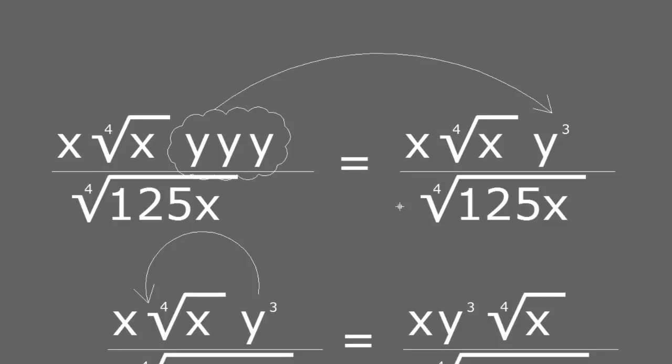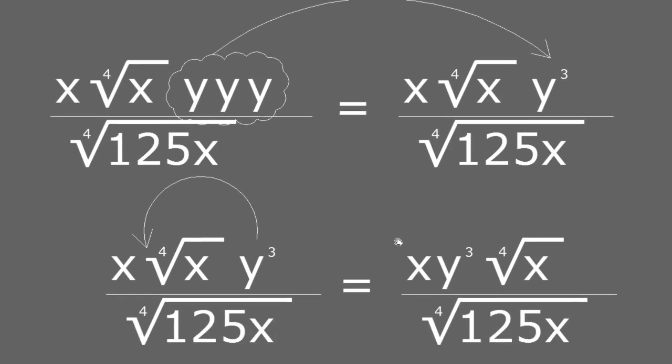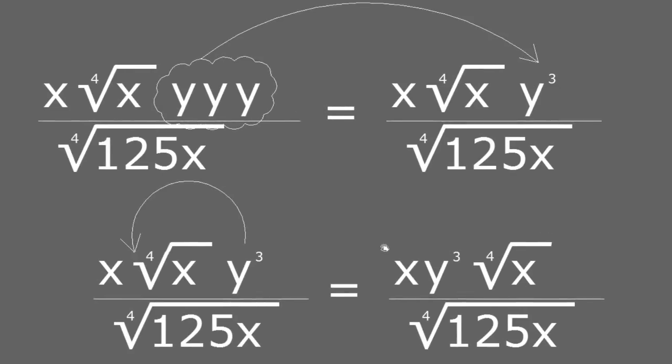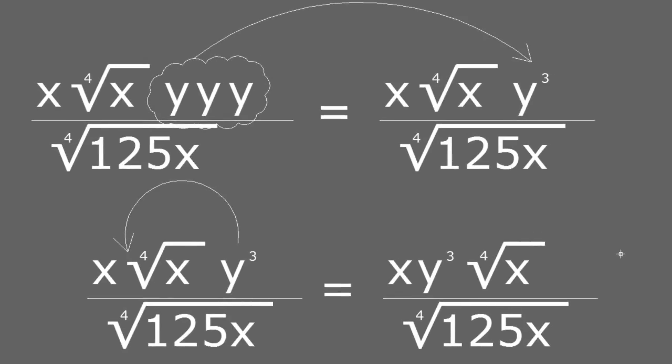So that is one way of showing how the fourth root of y with an exponent equal to 12 is simply y cubed, or y with an exponent equal to 3. So now what I do is simply rearrange things so they look a little better. I take the y cubed and move it to the front, right next to the x. So now I have x multiplied by y cubed multiplied by the fourth root of x.